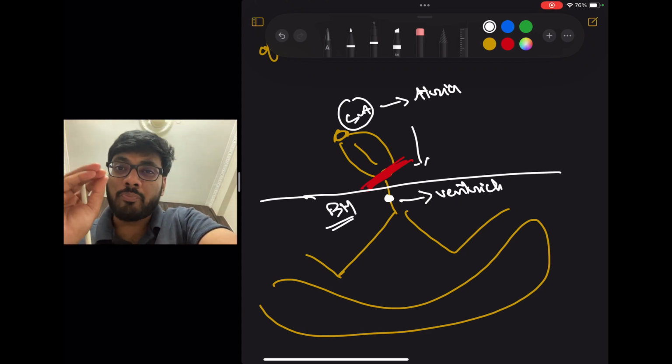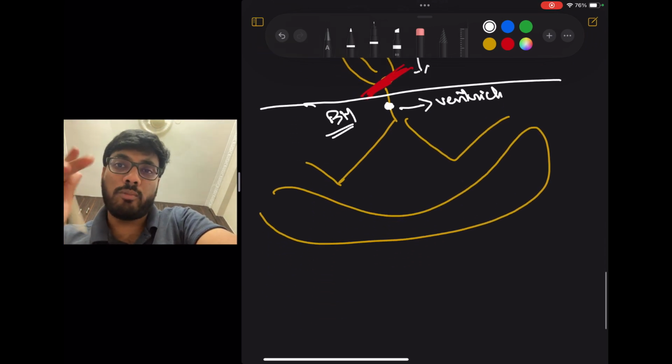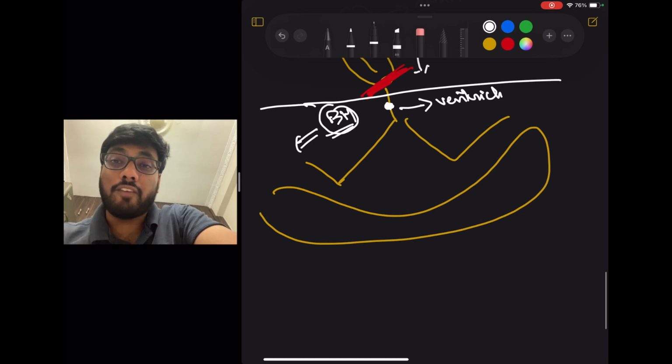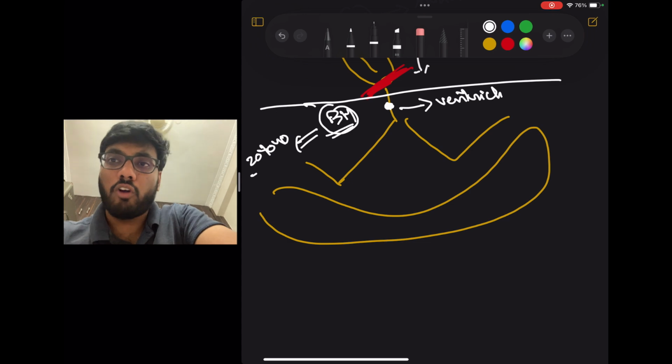Every part of our heart can act as a pacemaker, but the dominant pacemaker is the SA node because of the overdrive suppression phenomenon. Because of this AV nodal block, the overdrive suppression phenomenon is gone. The bundle of His now starts acting as a pacemaker for the ventricle. But what is the problem? The firing capacity of the bundle of His is only 20 to 40 per minute.